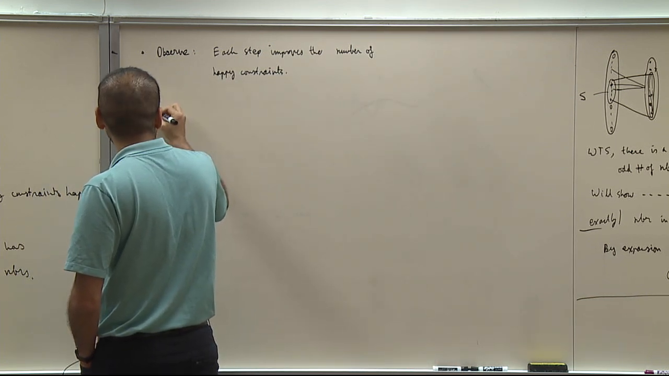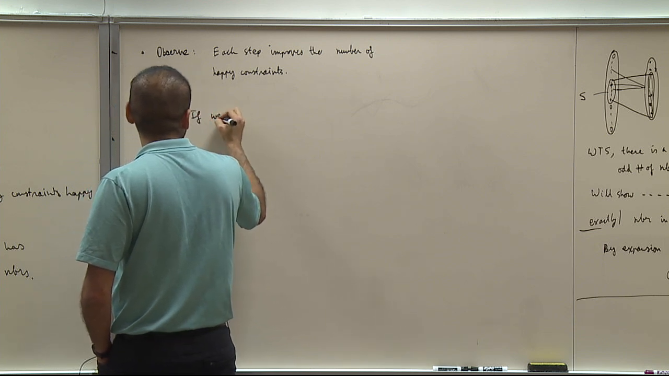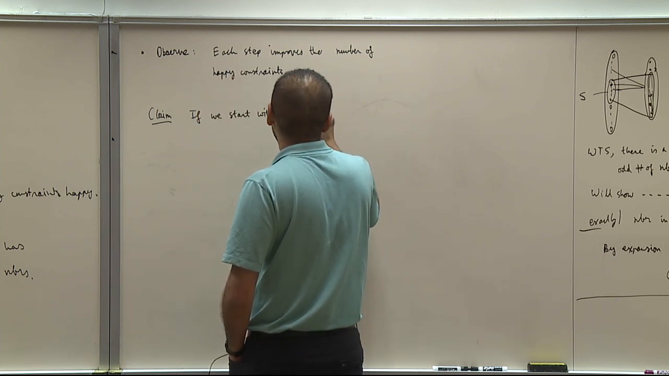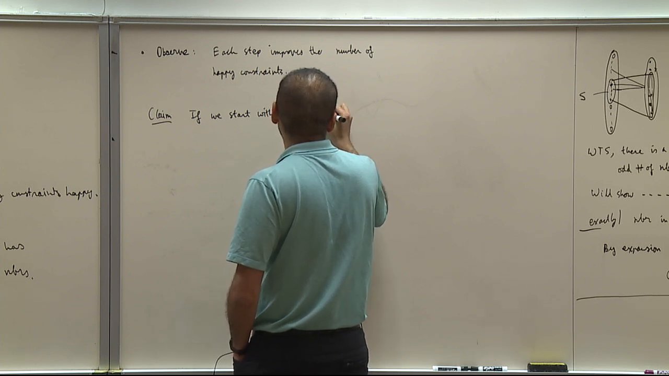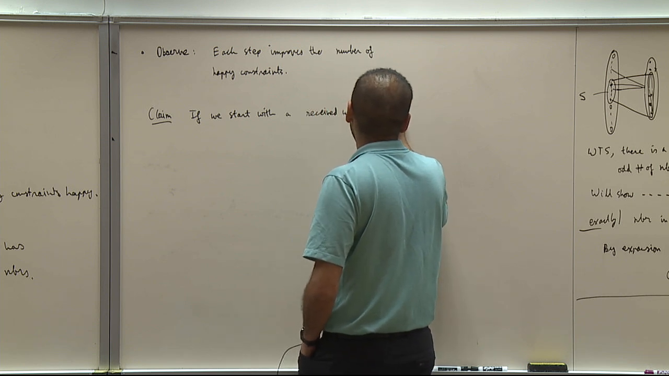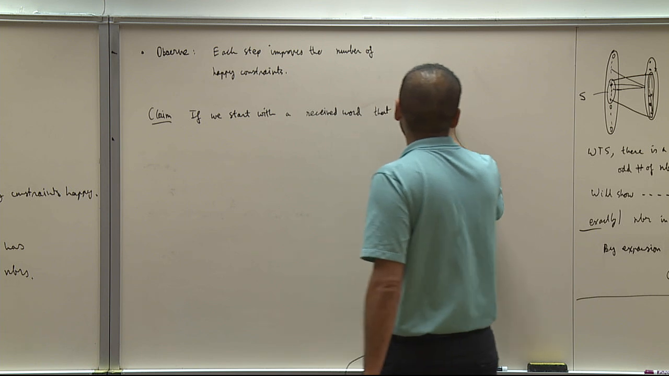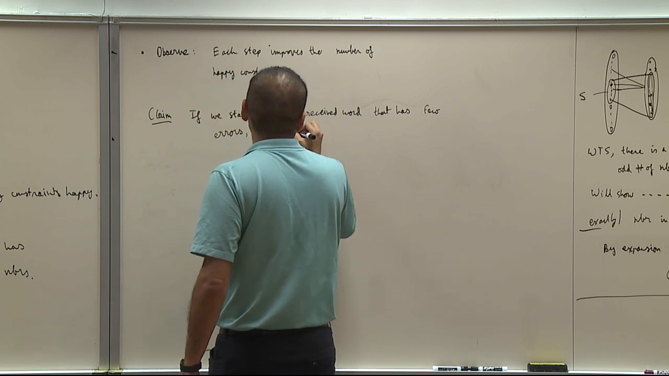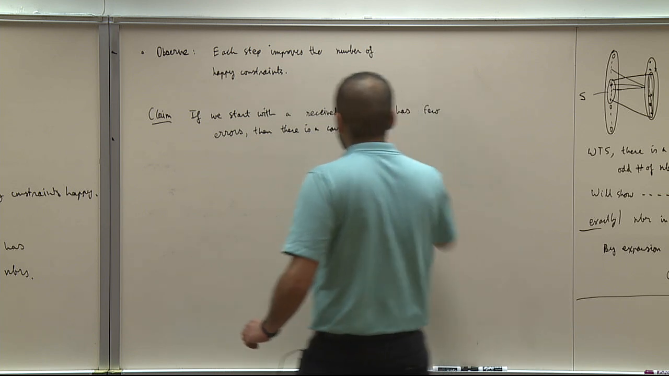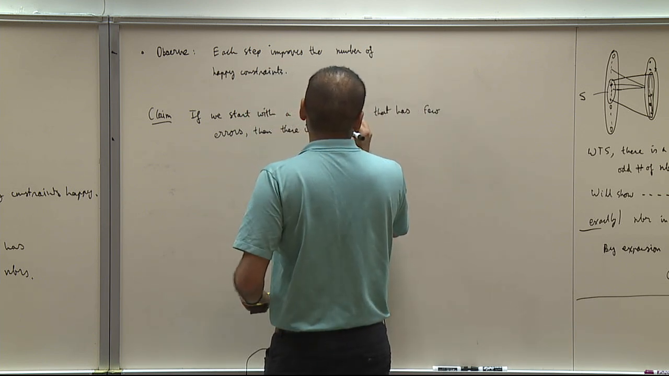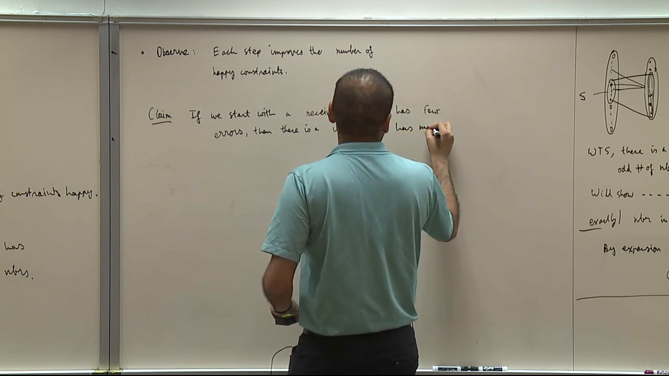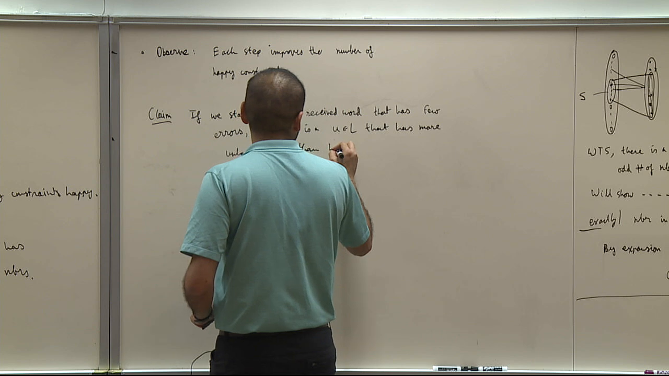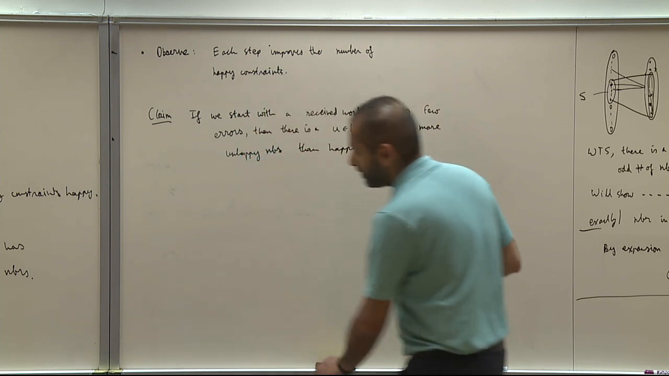So here is the claim. If we start with a received word that has few errors, then there is a vertex V on the left that has more unhappy neighbors than happy neighbors. Okay, why is that?